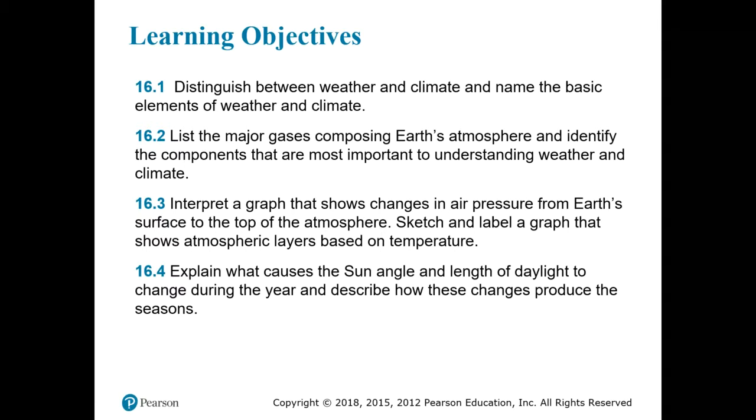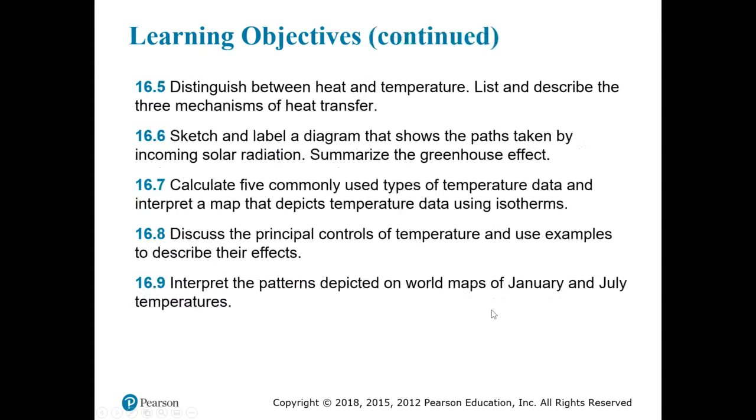There are major gases in the atmosphere. I'm sure you're familiar with oxygen, but you need to know the major gases. You need to be able to look at a graph of air pressure and sketch and label the atmosphere, which, just like the earth, has layers. You need to sketch those different layers based on whether the temperature is going up or down. And it's super important to understand the Earth-Sun relationship, because that's our major source of energy here on Earth. So it's important to know about the length of daylight and the relationship we have with the sun as we go around it.